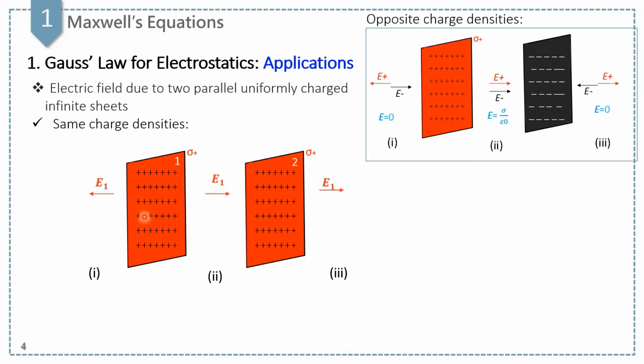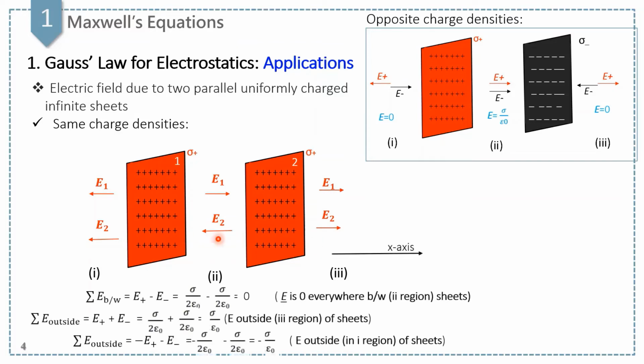Now, the left sheet, being positively charged, produces an electric field which points away from it, to the left in region 1 and to the right in regions 2 and 3. The right sheet, which is also positively charged, produces an electric field which points away from it, to the right in region 3 and to the left in regions 1 and 2.